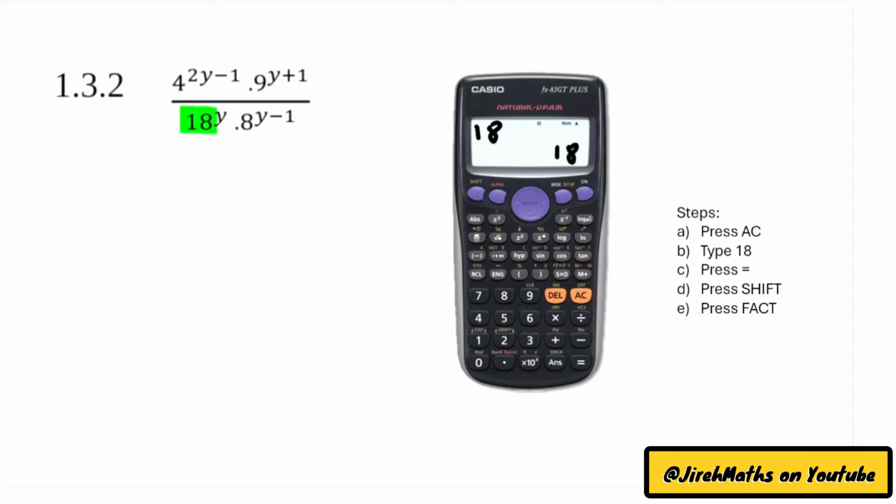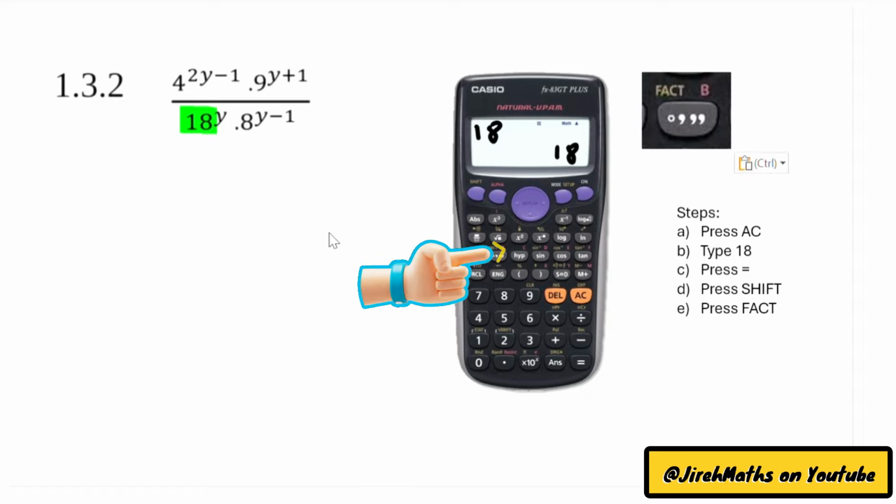Then you are going to press Shift and the factorization button. So there's your factorization button there. Our factorization button is here, and if we zoom in, we see it there. After you press Shift Factorize, you will notice that 18 will then change to 2 times 3 squared, and that's your factorization for 18. So we have 18 is 2 times 3 squared.